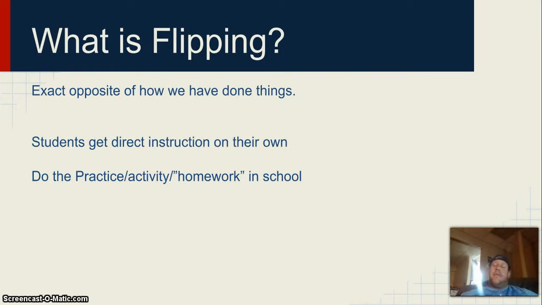Now, what is flipping? Flipping is very simple. As you would flip a pancake, let's flip things over, do things backwards. Traditionally, school has always been direct instruction in the classroom, followed up by practice or work at home. The homework would be the worksheet, the extra reading, the extension of the lecture, the direct instruction. Here we flip it around. The kids come in already having done, or supposed to have done, the direct instruction, and we'll do the practice, activity, homework type stuff in class.